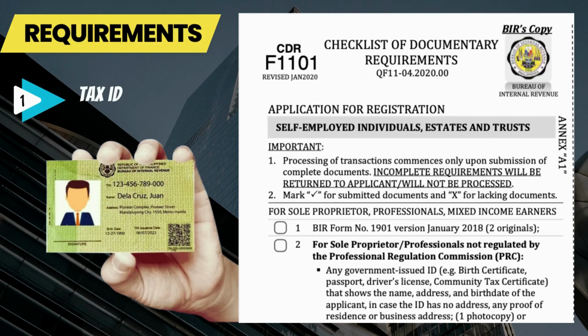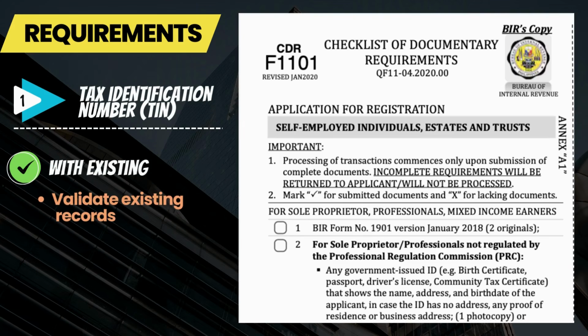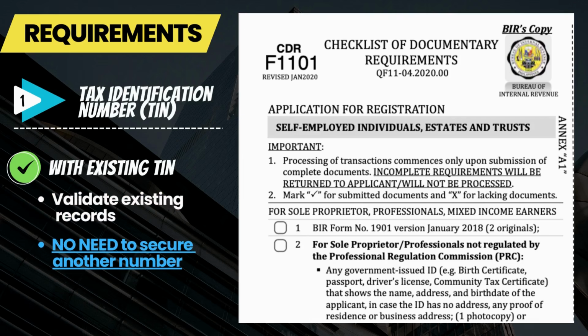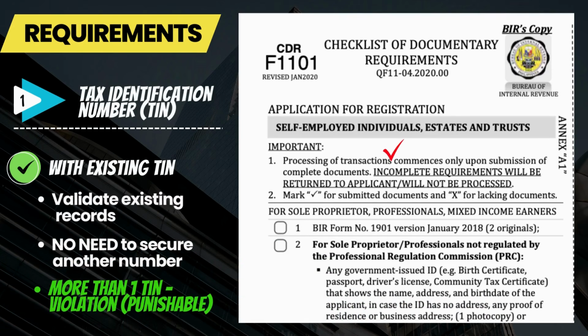The first requirement is your tax identification number. Although this particular requirement is not listed on the form, you cannot register without your TIN. If you already have your tax identification number, you just need to validate your existing record. No need to secure another one since a TIN is a permanent identification for all individuals. Securing more than one TIN is a serious violation of tax law and can be punishable.